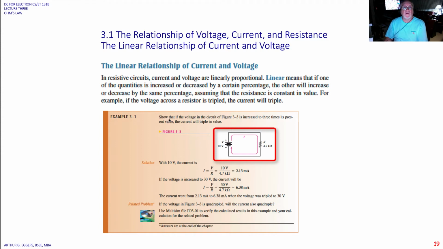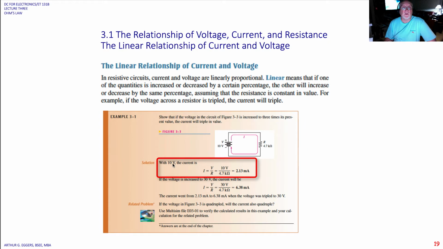So we show that if the voltage in the circuit is increased to 3 times its present value, the current will also triple. We need to get used to seeing these little circuit diagrams here. In this case, we've got a battery at 10 volts, a resistor at 4.7 kilo ohms, and a current flowing through the circuit. We know the resistance and we know the voltage in the circuit, and we're going to solve for some current values.